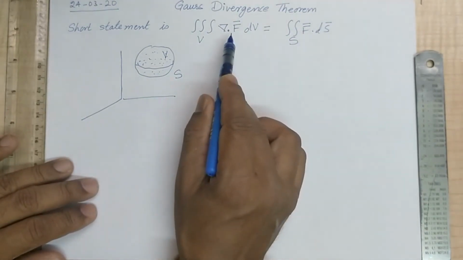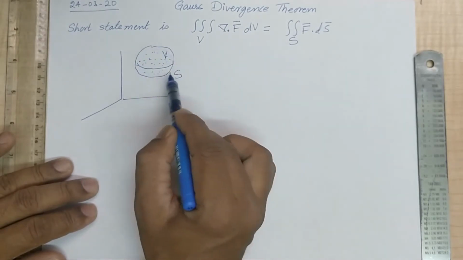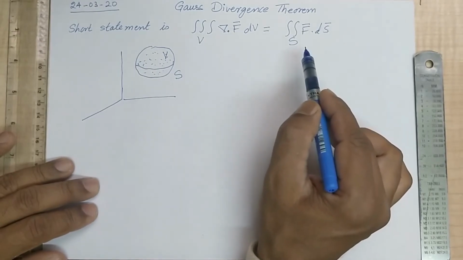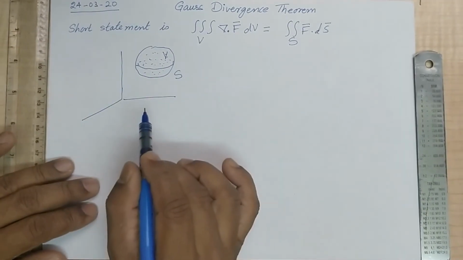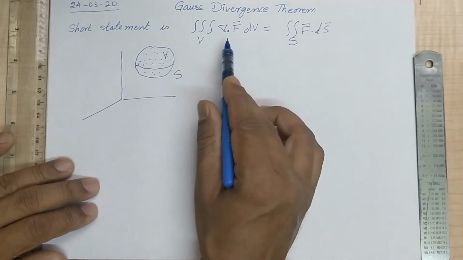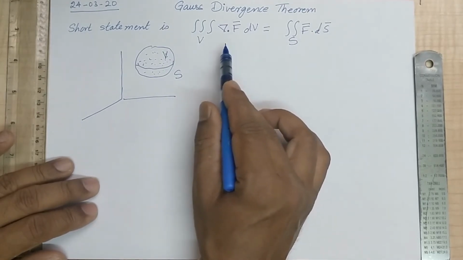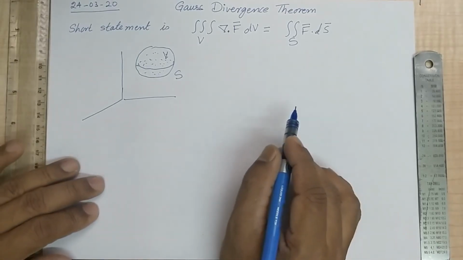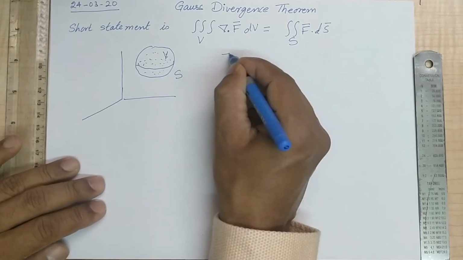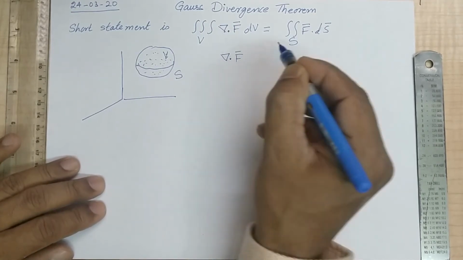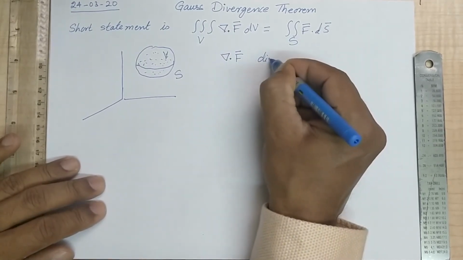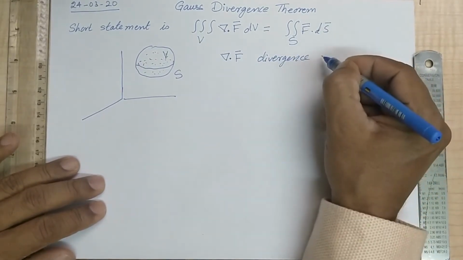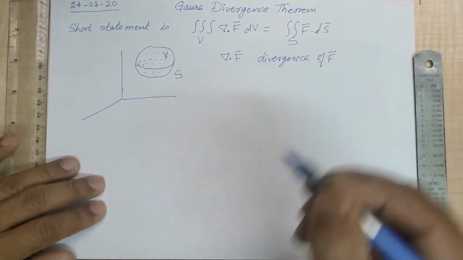So the left hand side is a statement about all the points within S, within and on S, and the right hand side is a statement only about the surface. So on the left hand side we have a triple integral, a volume integral, and on the right hand side we have a surface integral. Del dot F bar is called the divergence of the vector field F bar.